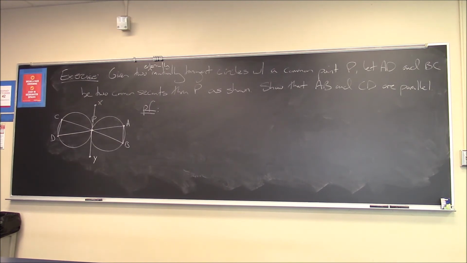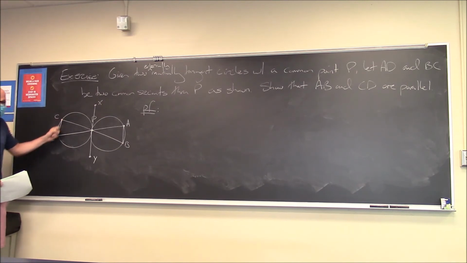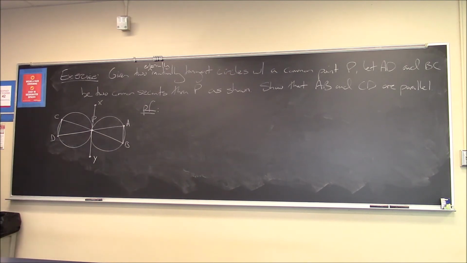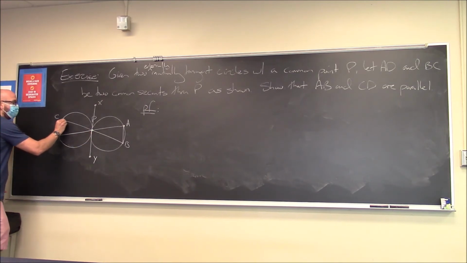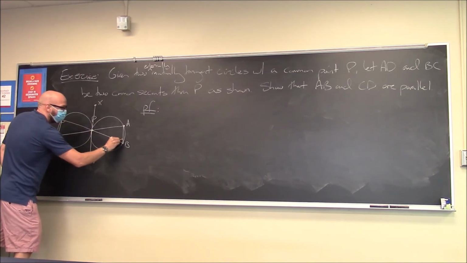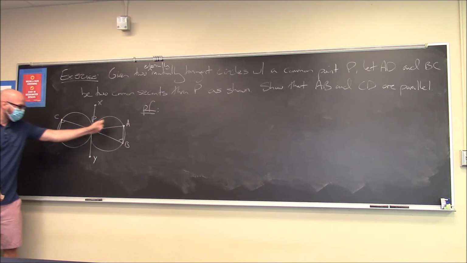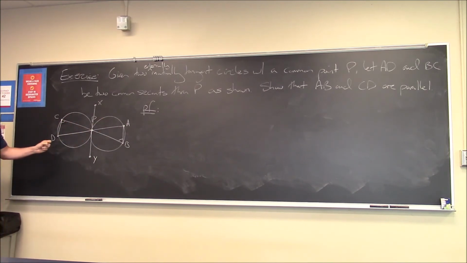How are we going to do this? Well, here's what we're going to do. If I want to show they're parallel, one thing I can do is show that if I have a transversal passing through them, that alternate interior angles are congruent, right? So what we're going to do is show that angle C and angle B are congruent, because CB is a transversal passing through AB, CD.